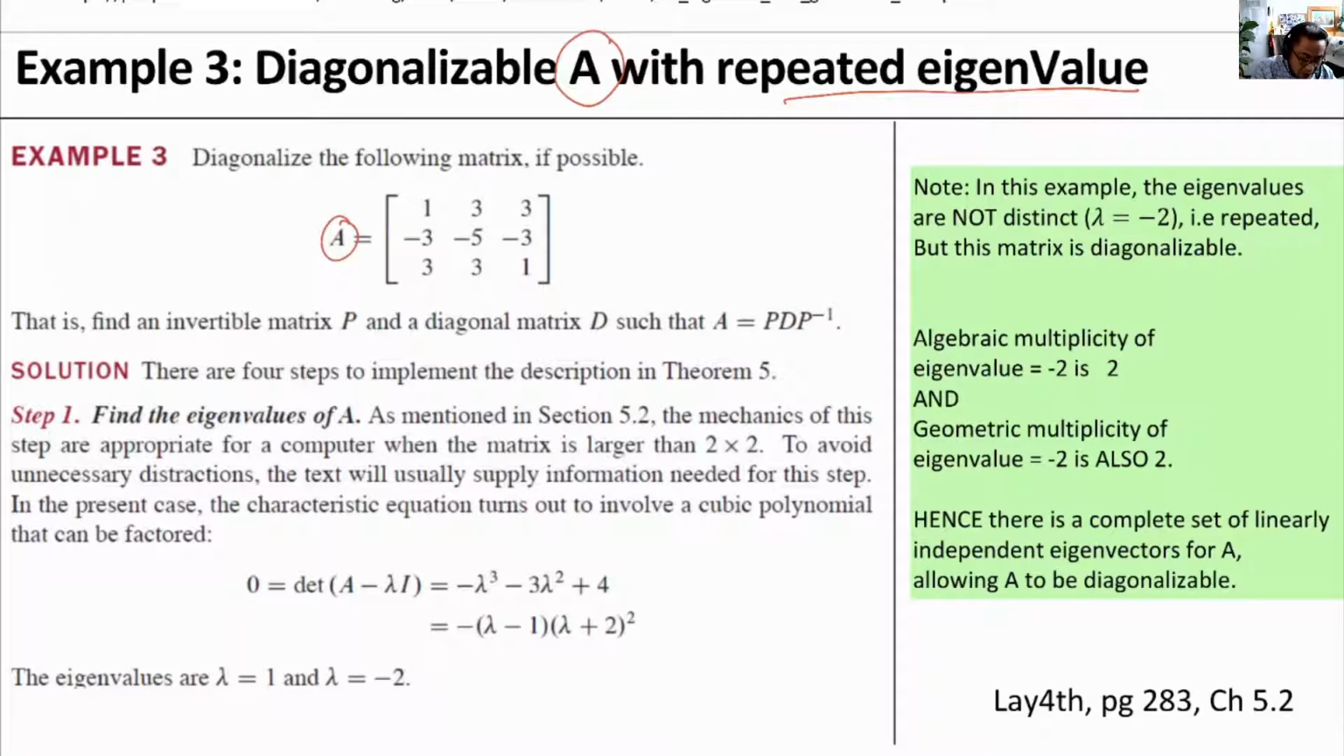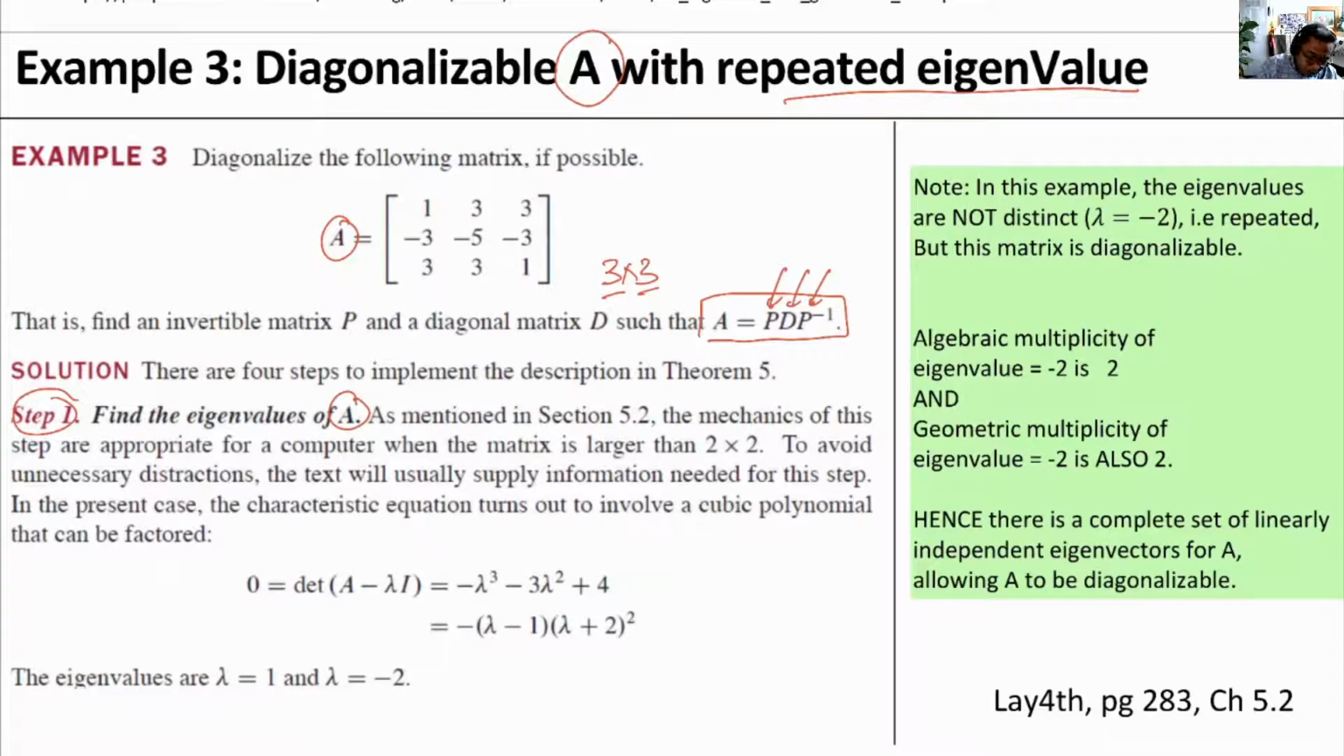First, the matrix A must be a square matrix. In this case, it's a 3 by 3 matrix. And we're going to find D through the similarity transformation. We have to find P, the eigenvectors, and then we have to find D, the eigenvalues. To do that, the first step is to find the eigenvalues.